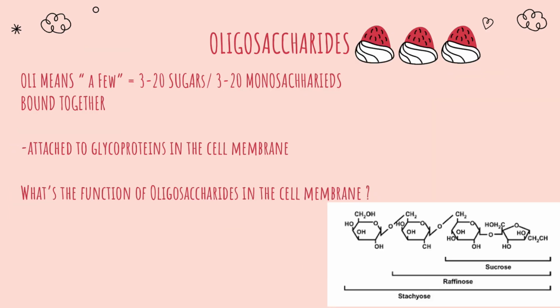So we are on to oligosaccharides, and this one's going to mean a few. A few being 3 to 20 sugars, or 3 to 20 monosaccharides bonded together. So essentially I'm going to draw what it looks like on a cell membrane, because oligosaccharides are actually found on the cell membrane, which not a lot of people know that.